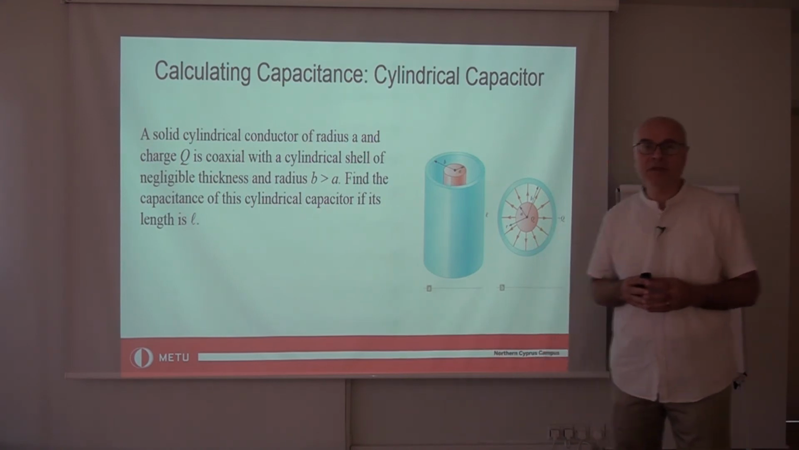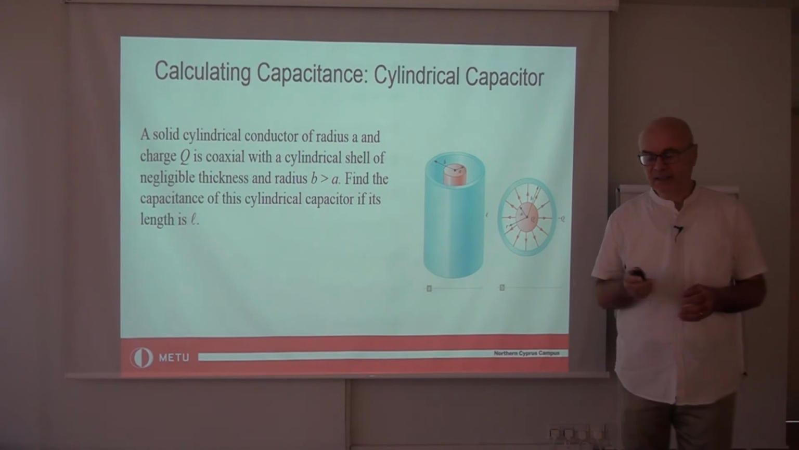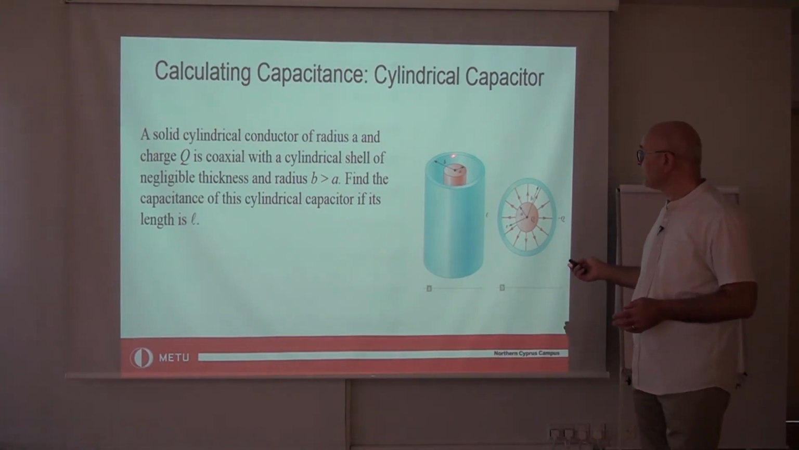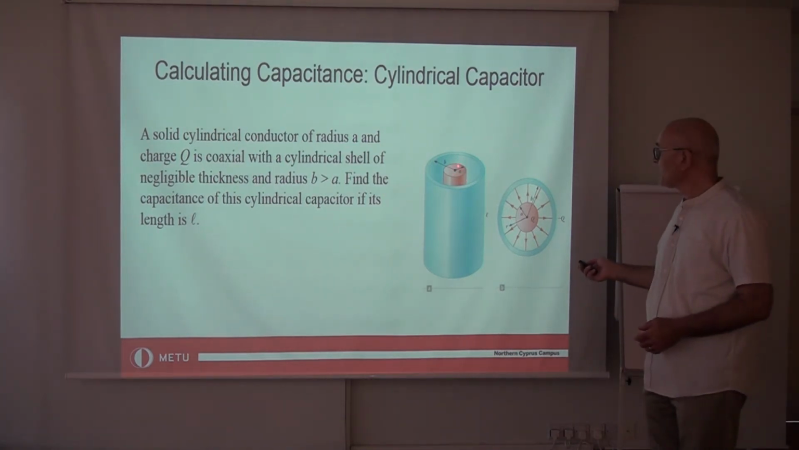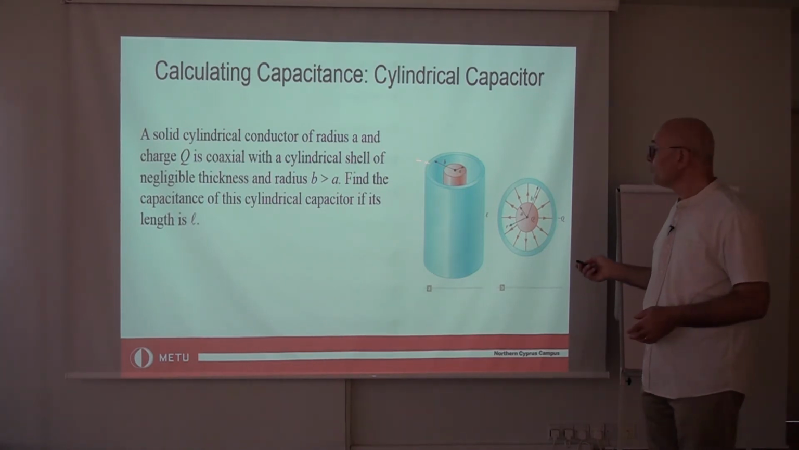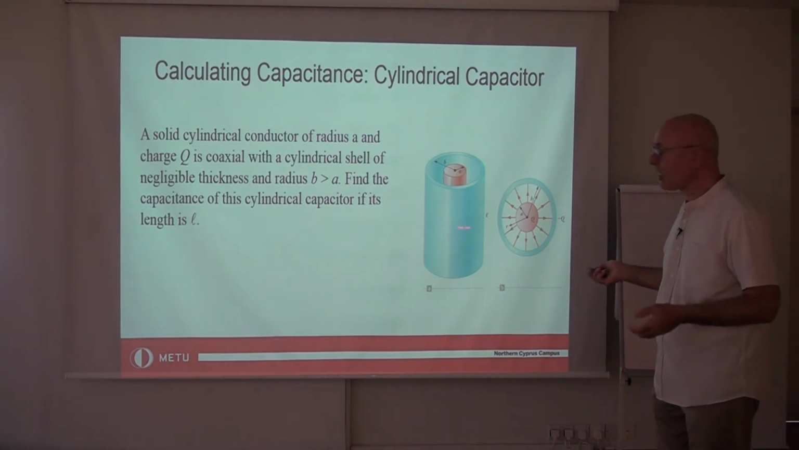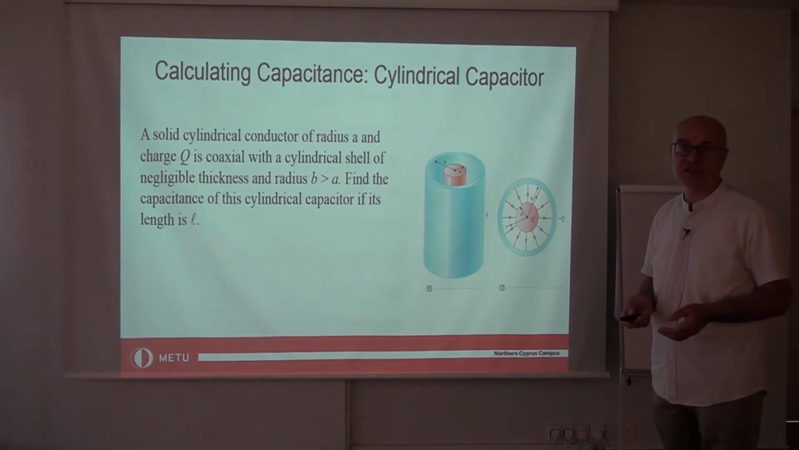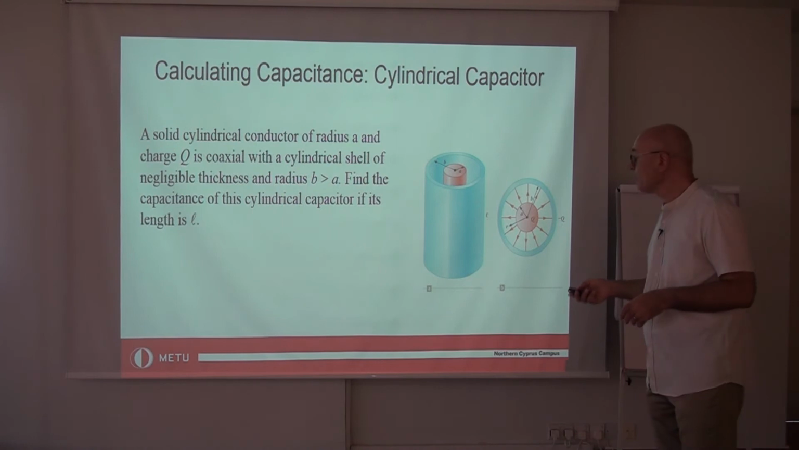The second example that we will consider is that of a cylindrical capacitor. And the cylindrical capacitor, as you can see in the figure here, consists of an inner cylinder with radius A, and an outer cylindrical shell. Both of them are conductors. We usually put the positive charge, in this example, on the inner cylinder, and the negative charge on the outer cylinder. Of course, this need not be the case. It could be the other way around.